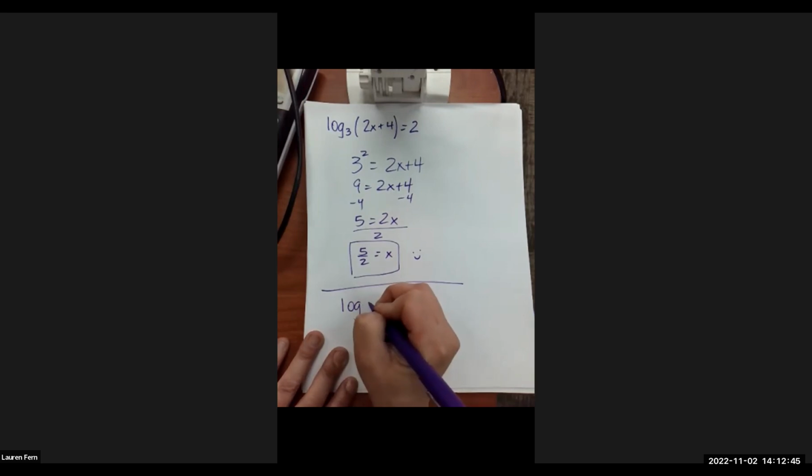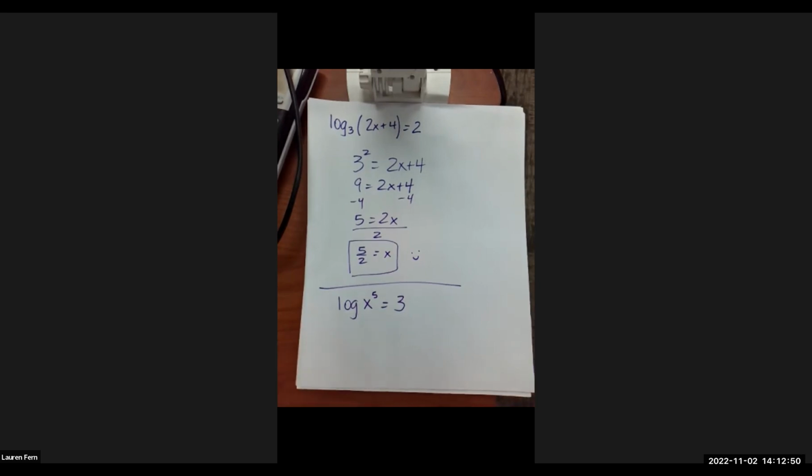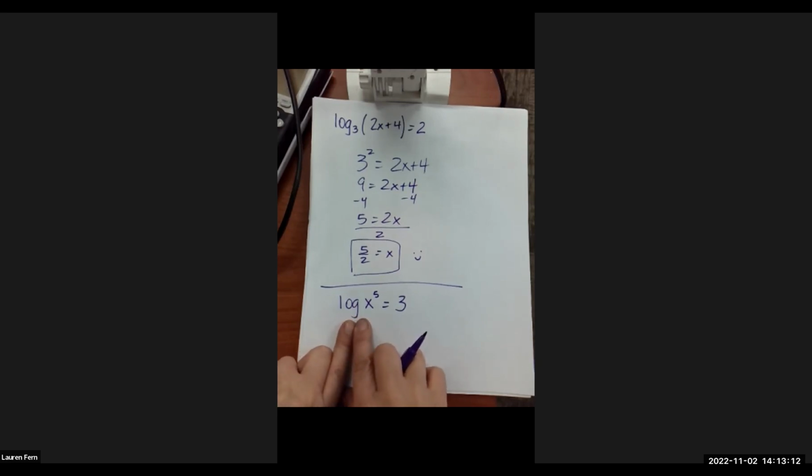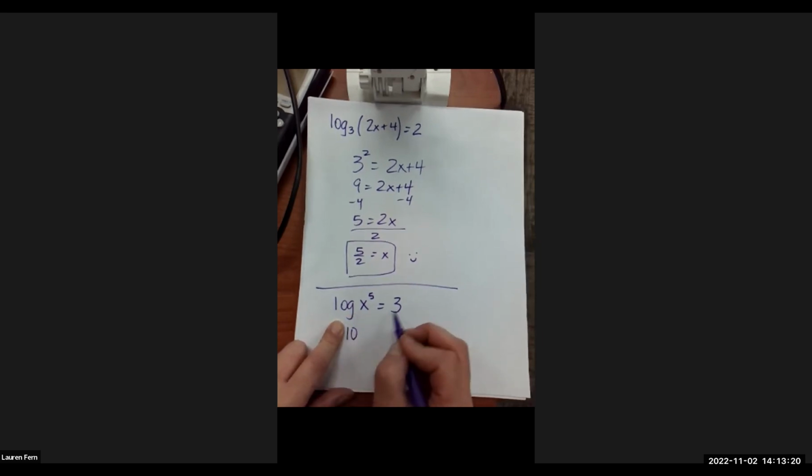What if I want you to solve log x to the 5th equals 3? Okay, what do we do here? Yes, we change it to equivalent exponential form. I don't have a base written here. What do I do? 10, good. So in equivalent exponential form, isn't this 10 raised to the third power equals x to the fifth?